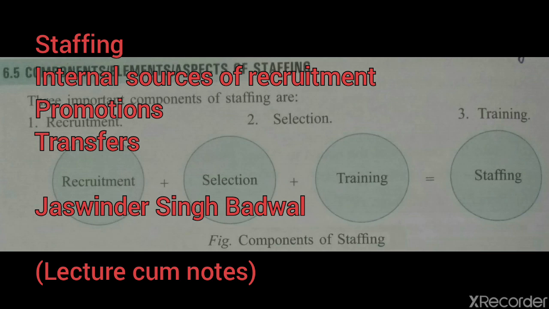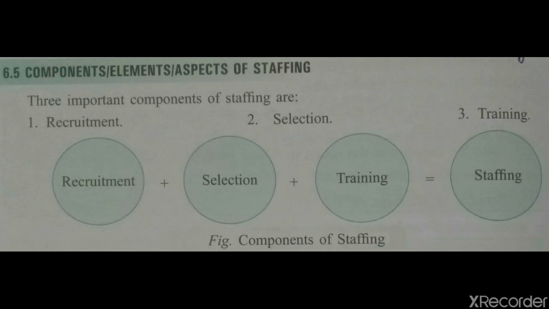Staffing has three components, that is recruitment, selection and training. Recruitment, selection and training are called the components of staffing. So the equation comes: recruitment plus selection plus training is equal to staffing. So these are the three components of staffing.